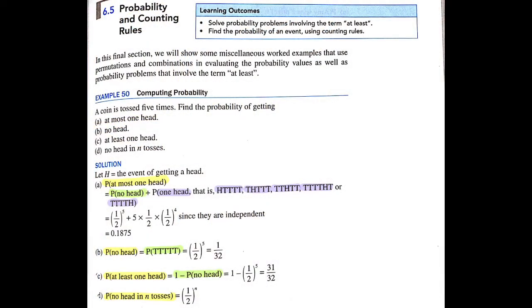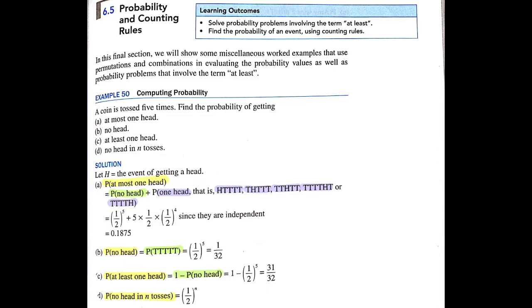This is the last topic in this chapter 5, which is the probability and counting rules. So in this topic, we will use permutation and combination in finding the probability. Let's see example 50 here. A coin is tossed 5 times. Find the probability of getting A, B, C, D here.